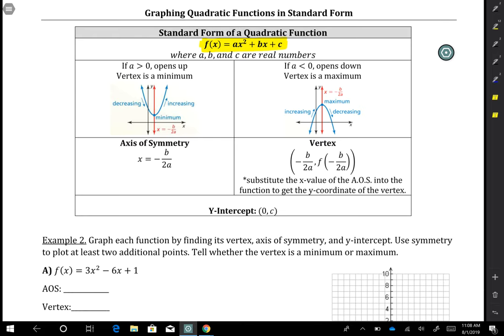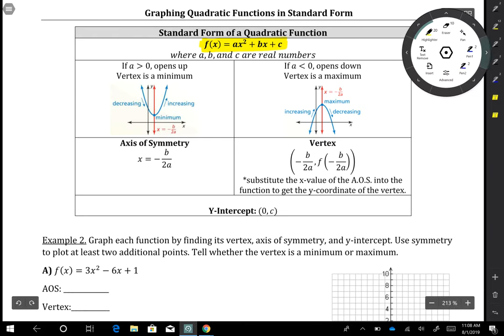Now a is a lot like it was in transformation form. If a is positive, our parabola is opening upward, which then makes our vertex a minimum. But if a is negative, it reflects our parabola, and we now have a maximum value for our vertex. We talked about increasing and decreasing intervals in the video before, so those are on here as well.